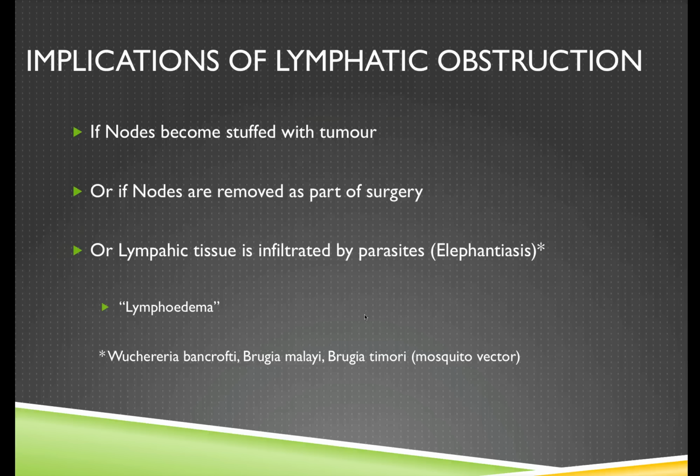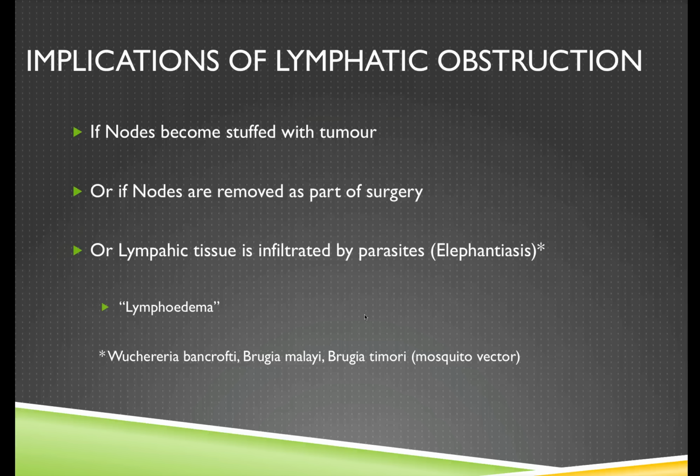What happens if lymphatic drainage becomes obstructed? Well, if you have a tumour metastasizing to a lymph node, this can cause obstruction, or occasionally nodes are removed as part of surgery. A very good example of that is in breast cancer, where typically women would undergo excision of the tumour and also a wide lymph node dissection. When this happens, lymphatic drainage is impaired and they may end up with lymphedema, chronic swelling of the affected limb, typically their left upper limb.